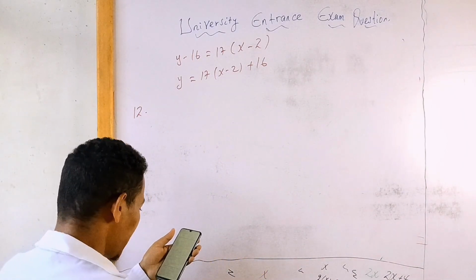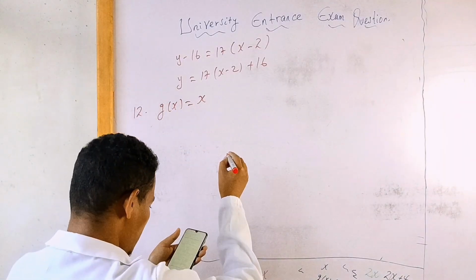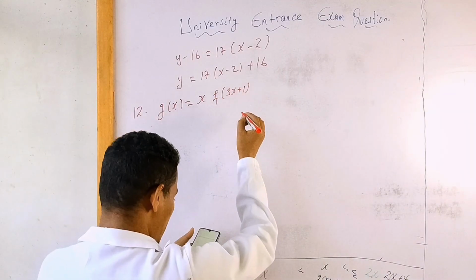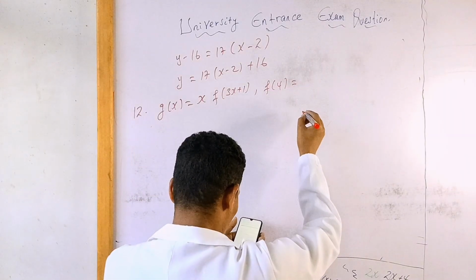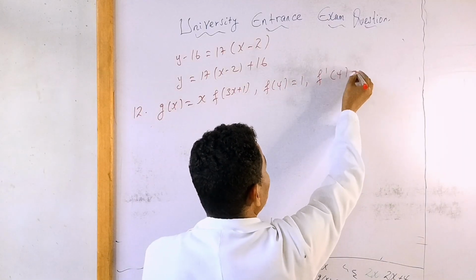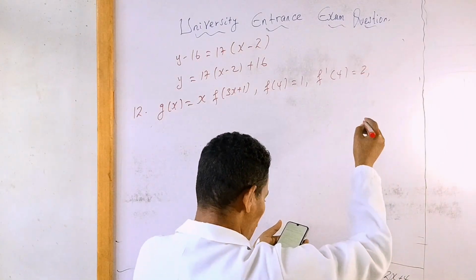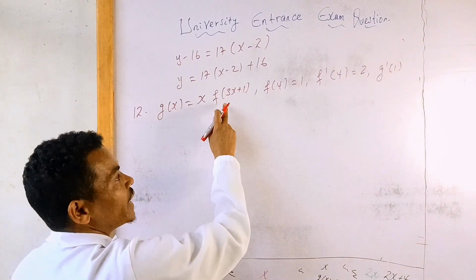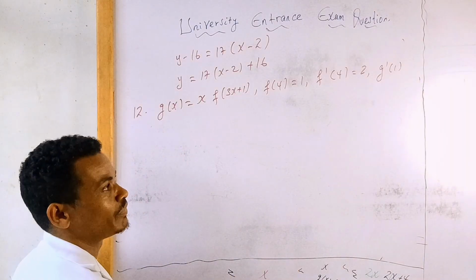Question number 12. If g of x is equal to x times f of 3x plus 1, f of 4 is equal to 1, and f derivative at 4 is equal to 2, then what is g derivative at 1?